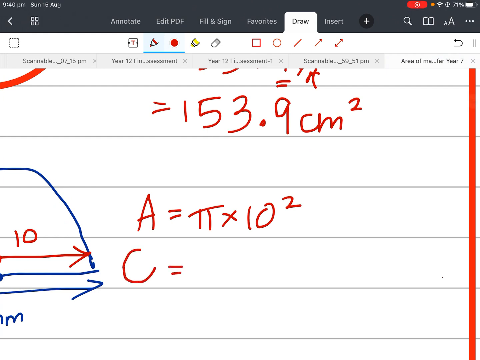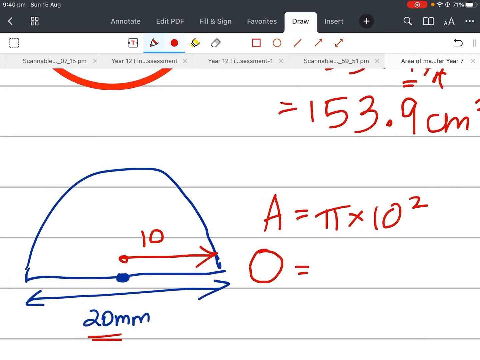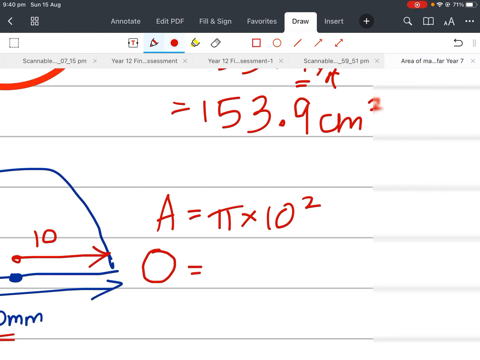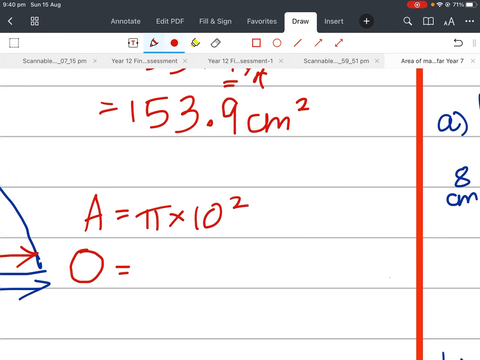Now I'm just going to draw this in. That's for a full circle. Can some of you tell me, what do I need to do to that answer to get a semicircle answer? So hopefully you're going to tell me, well, when you finally get your answer, miss, you're going to halve it, or divide by 2, same thing.